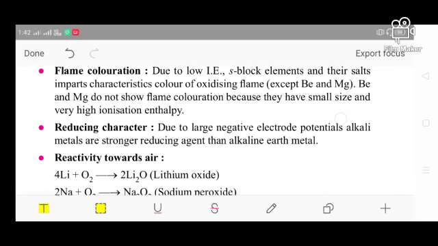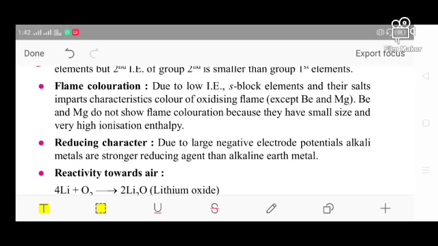So after that, the flame coloration. Due to the low ionization energy, the s-block elements and their salts impart a characteristic color to the oxidizing flame, except barium and magnesium. Okay, so magnesium does not show any color, it's just illuminated. Beryllium and magnesium don't show flame coloration because they have a very small size and very high ionization enthalpy.